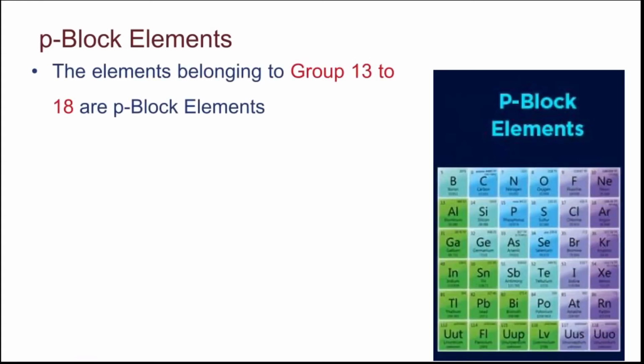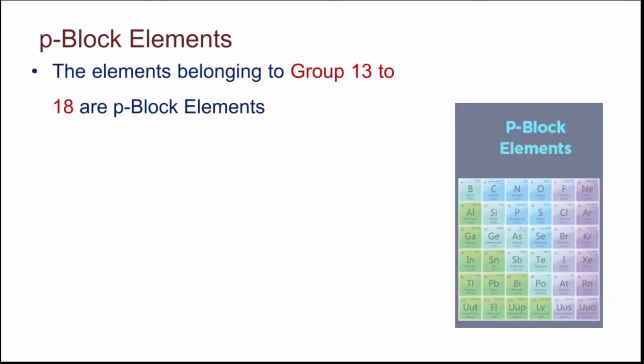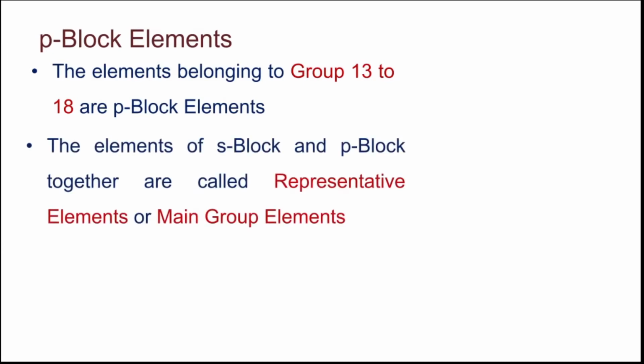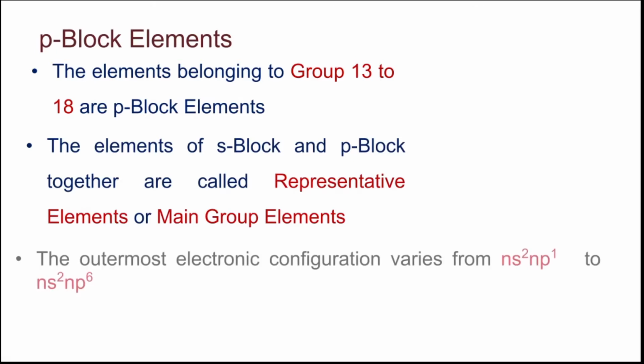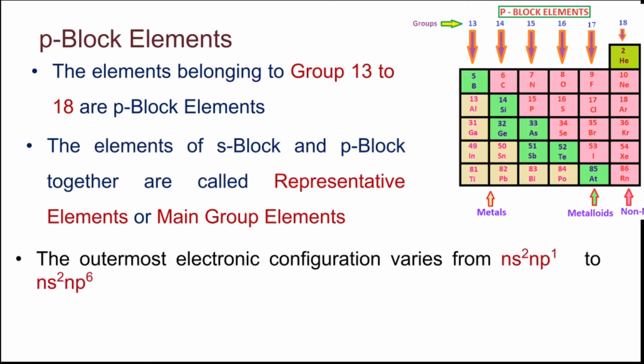Next we shall study p block elements. The elements belonging to groups 13 to 18 are p block elements. The elements of s block and p block together are called representative elements or main group elements. The outermost electronic configuration varies from ns2 np1 to ns2 np6. Children, in this case, ns2 means the s orbital is already completed, so the filling of electrons will start into the p orbitals.